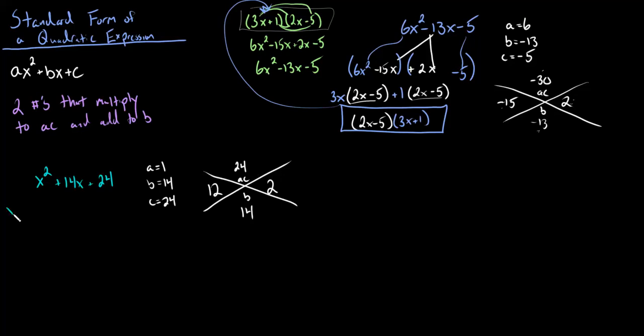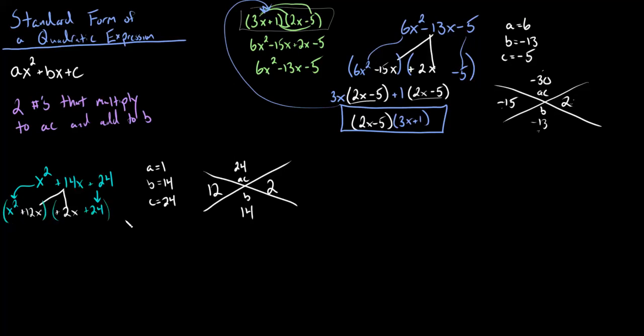So we bring down our first term. We bring down our last term. And we split our middle term using these two numbers. Positive 12, attach your variable, and positive 2, attach your variable. And now we factor by grouping, okay? So I group my first two terms and I group my last two terms.